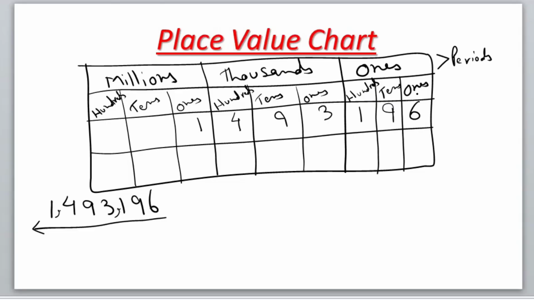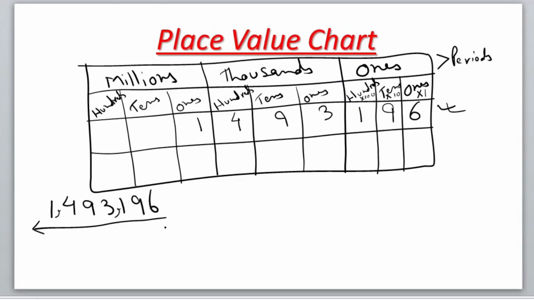Any number, if it is in the ones place, it will be multiplied by 1. If it's in the tens place, it will be multiplied by 10. If it's in the hundreds place, it will be multiplied by 100. Similarly for every place here. Okay, so 1,493,196. See, we know the value of this number now.